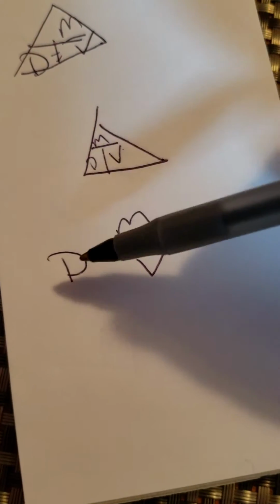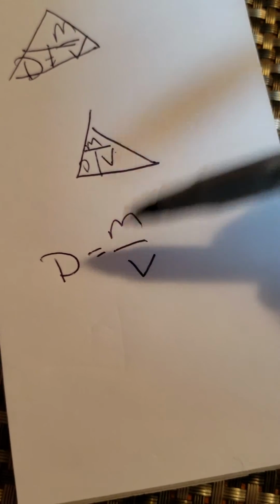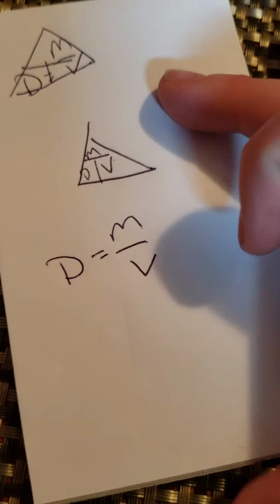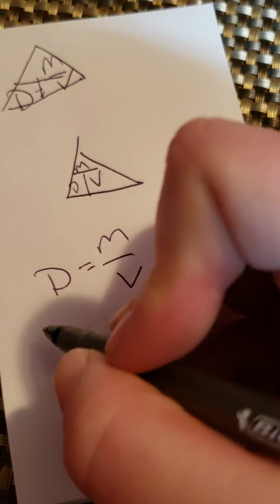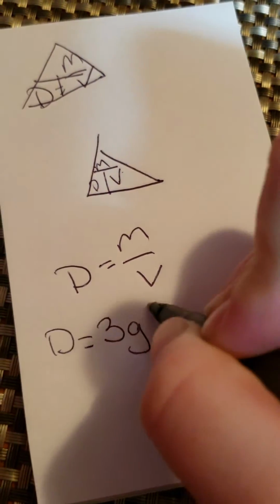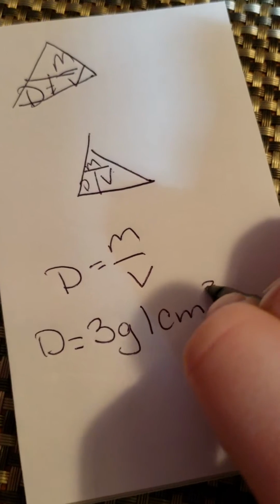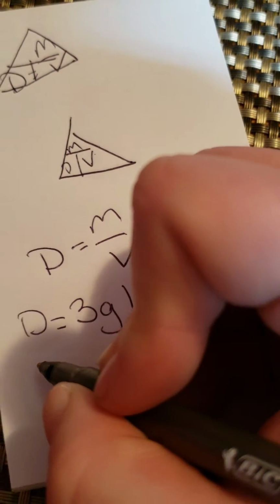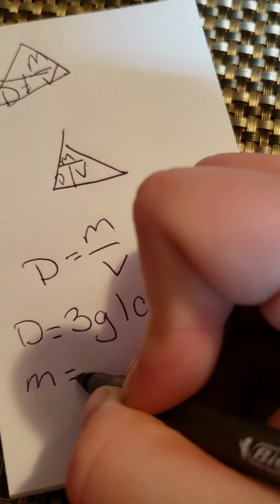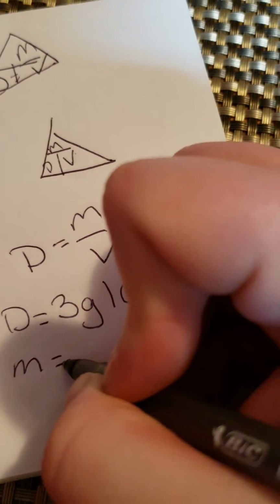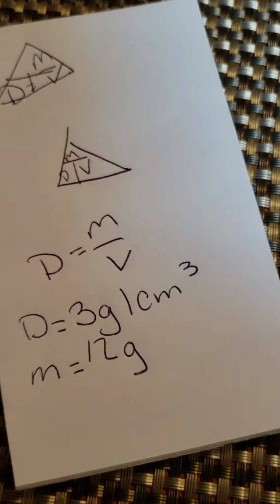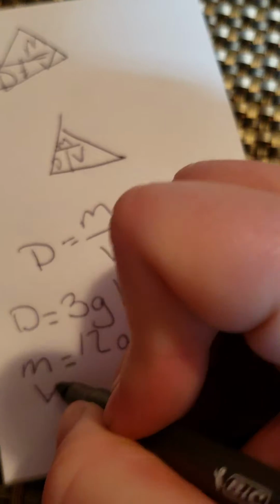And then we can rearrange this equation to suit our needs. So let's say the equation we're solving gives us a density of 3 grams per centimeter cubed and a mass of, let's say, 12 grams. Okay, they're asking you to find the volume, obviously.